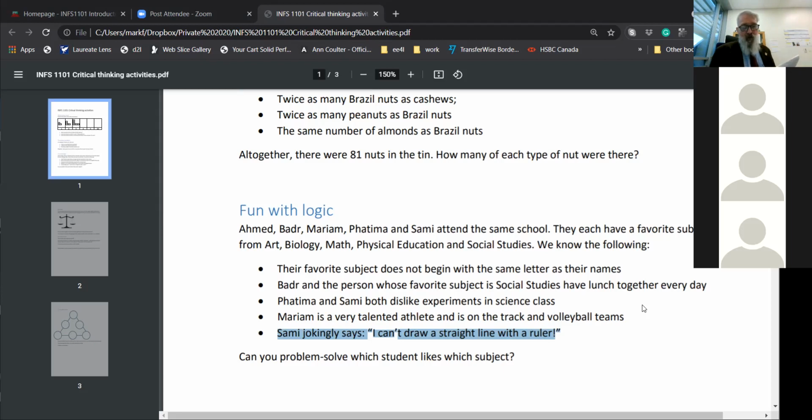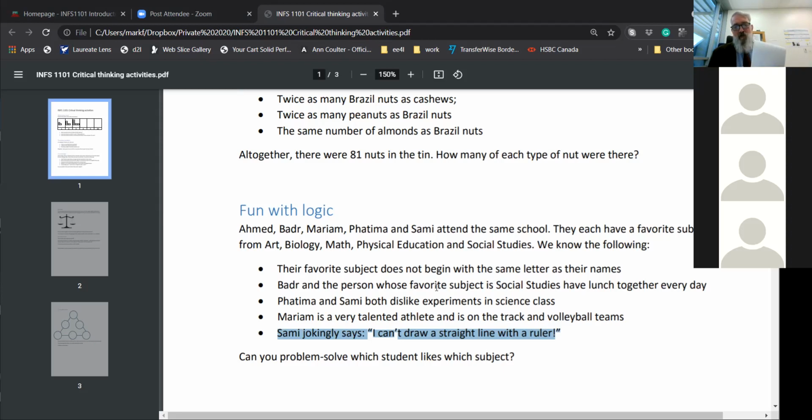Ahmed, I'm putting him down for biology, and that was basically by a process of elimination because biology couldn't be Sami and it couldn't be Fatma. Now when I looked at Badr, he can't be social studies. And so the social studies has to be some other person. I put Sami as the social studies because Sami couldn't be art or math. And so somebody else had to be art or math.